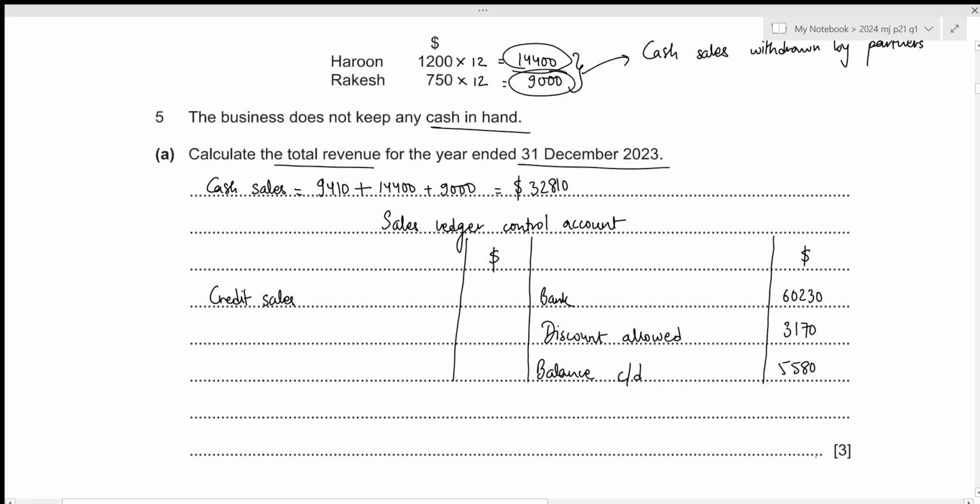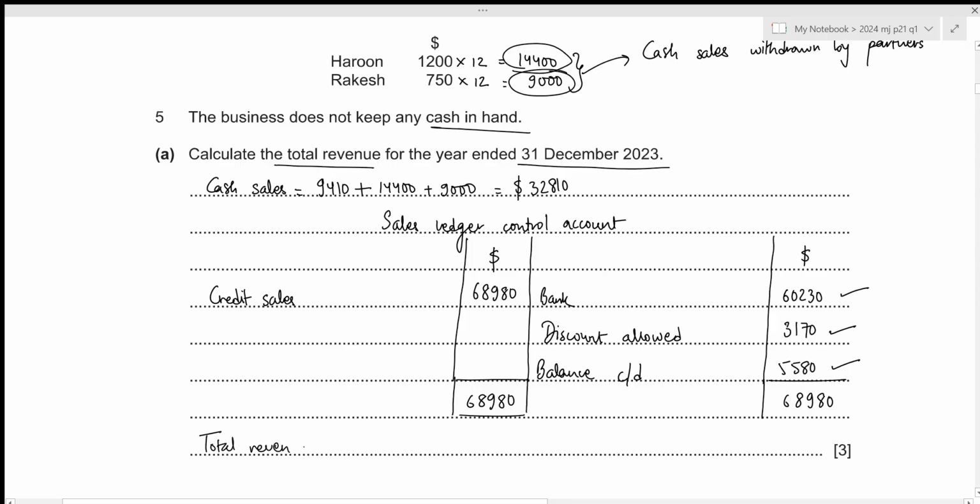Now, in order to get the credit sales, we first need to calculate the total from the credit side of our sales ledger control account. So that will be 60,230 plus 3,170 plus 5,580, which results in 68,980. And since we only have credit sales on the debit side, the value for the credit sales will also be 68,980.